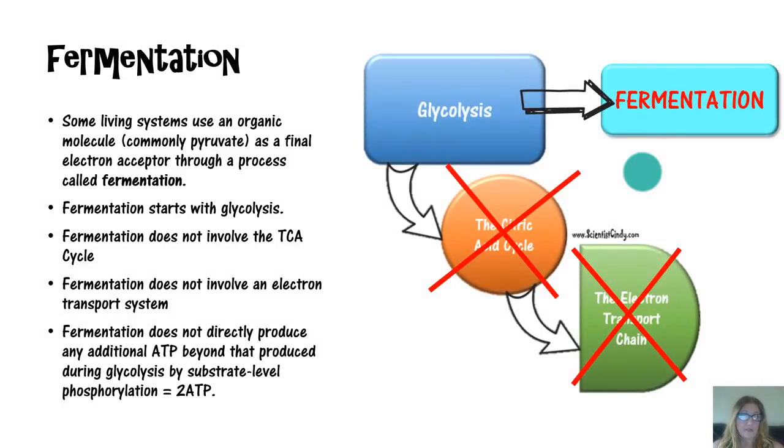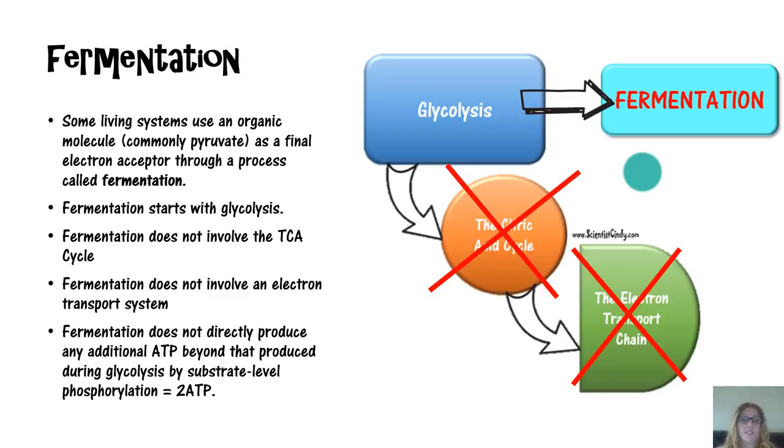Fermentation does not go through the citric acid cycle or the electron transport chain. It does go through glycolysis. And remember, glycolysis does not need oxygen. It's an anaerobic process. So we go through glycolysis and then straight to fermentation of whatever type of fermentation it is.